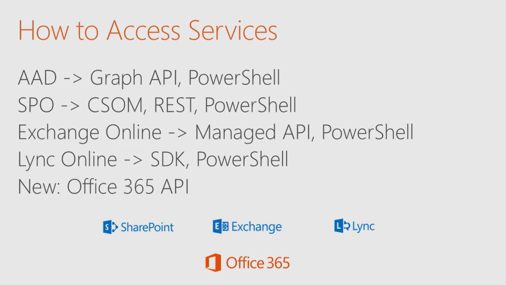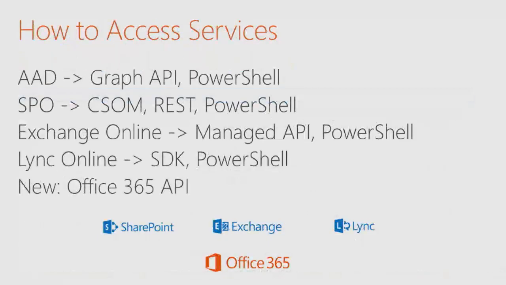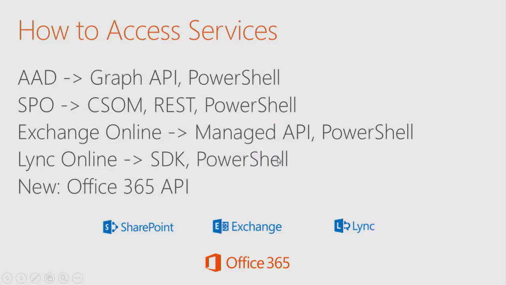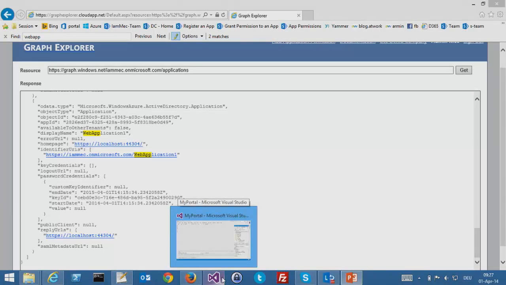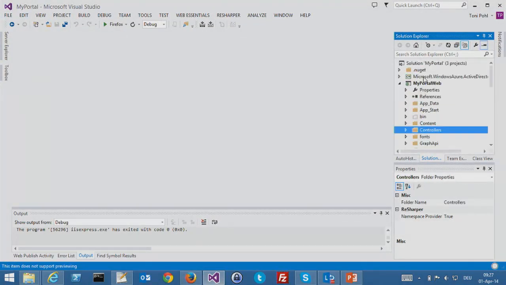And the first part is around Graph API and PowerShell. You have already seen that, so you can authenticate your applications with Azure Active Directory. And in our second demo, we will show you how to create users.